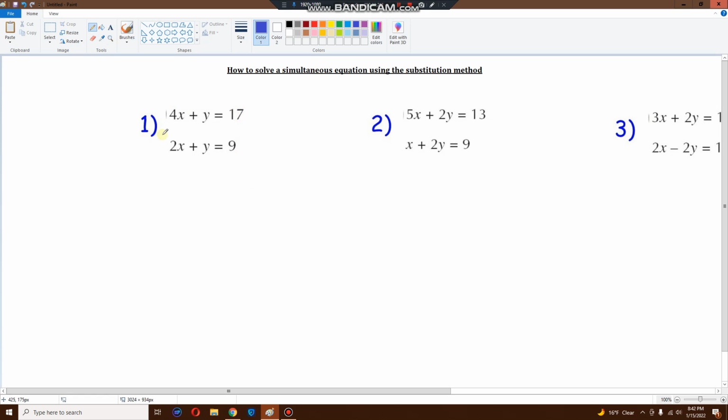This is an example of a simultaneous equation, 2 equations given to us, and we need to figure out a way to solve the x and y. So how do we do this? Well, we're going to use the substitution method.